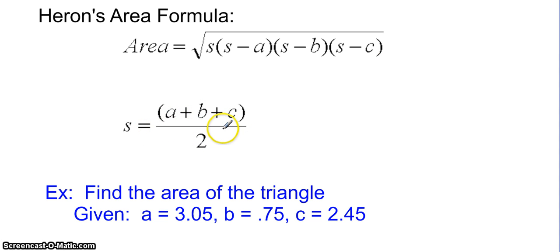It's called the partial perimeter because it's the perimeter divided by 2. S is used because p is perimeter, so we don't want to get confused. So I want you to find the area of the triangle given A is 3.05, B is 0.75, and C is 2.45. Pause the video, unpause when you're ready to check your work.